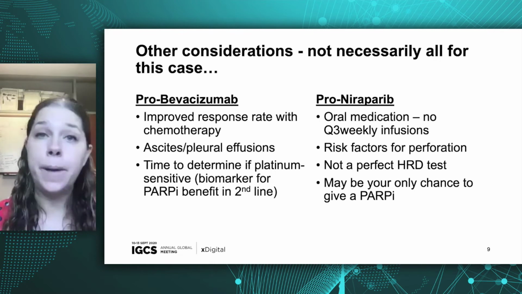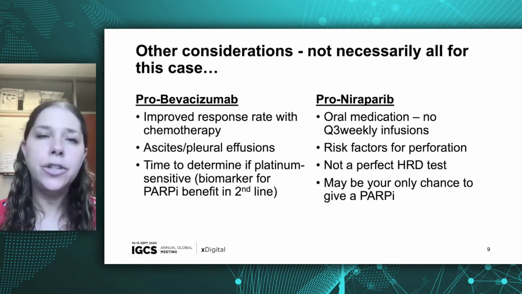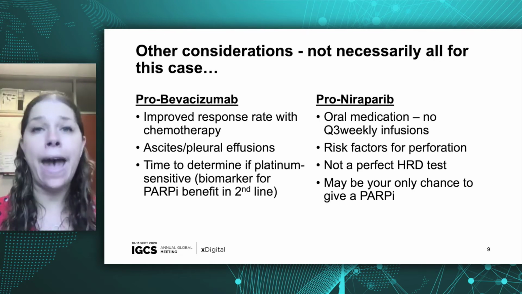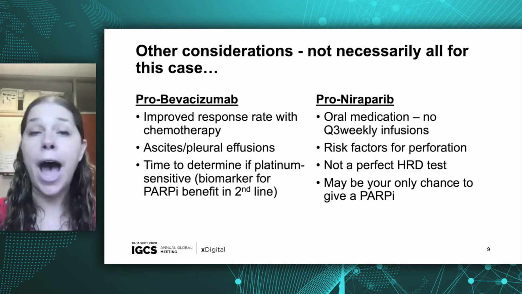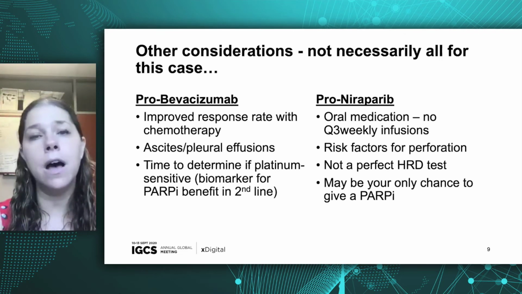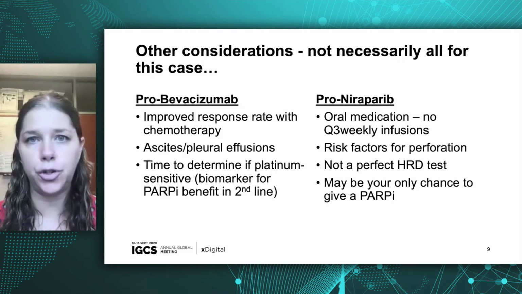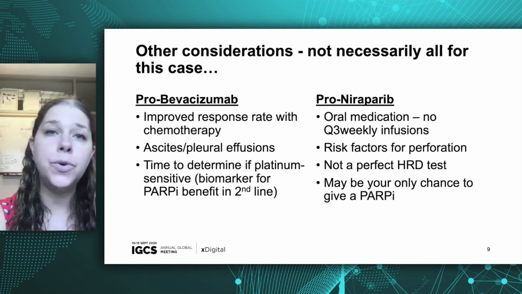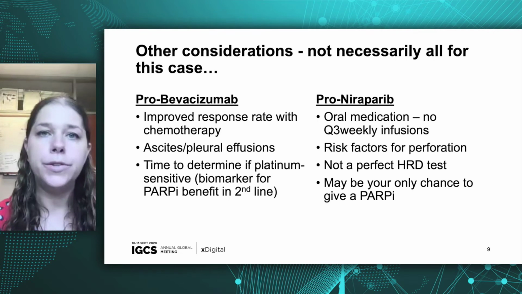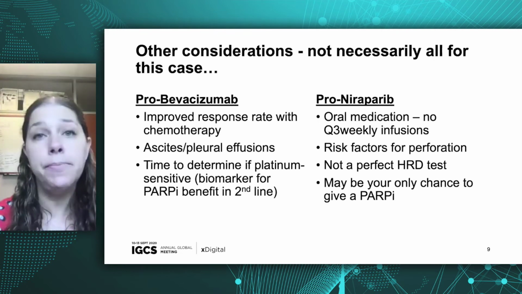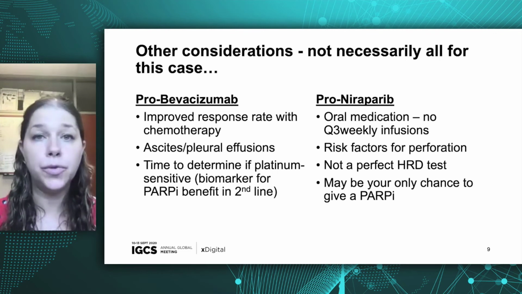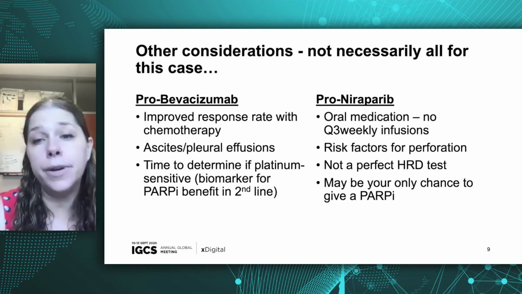One thing we talk to our patients about all the time is the HR deficiency tests that we have are okay, but they're not perfect. And we know they miss some patients. And so perhaps the patient in front of you that has a homologous recombination proficient tumor may be one of the ones who could potentially benefit from PARP. So there's no way to know that for sure. And in a patient that wants to do something and has heard about these PARP inhibitors and is really excited about it, that could be very reasonable.